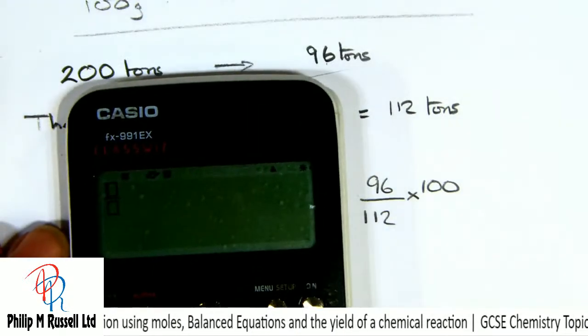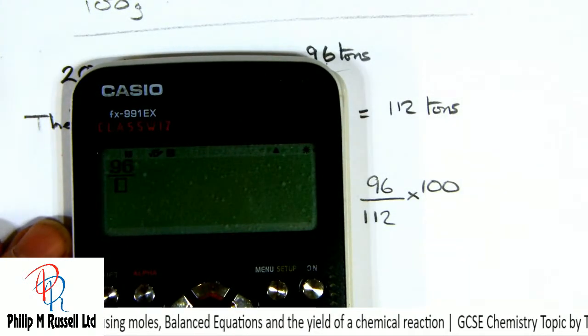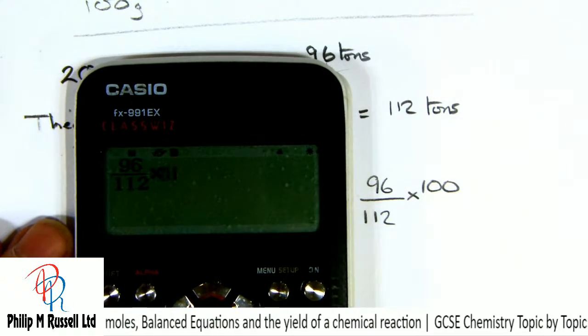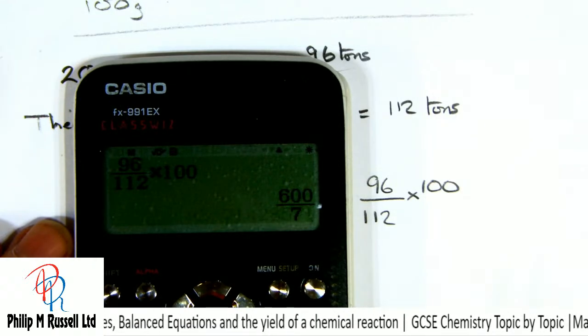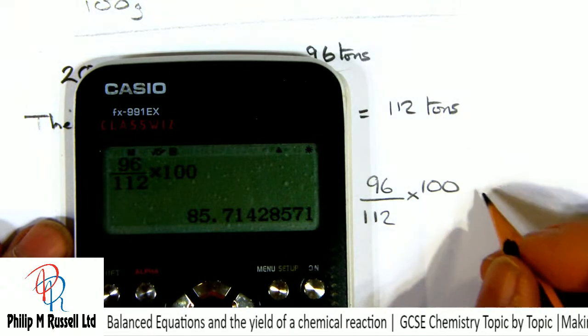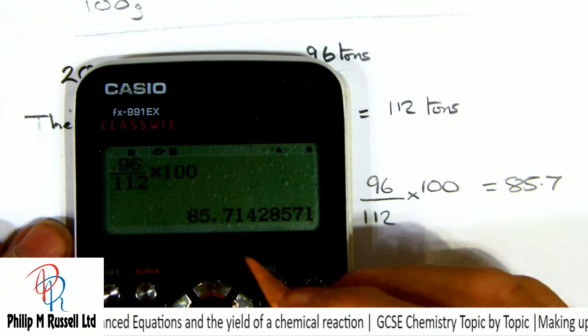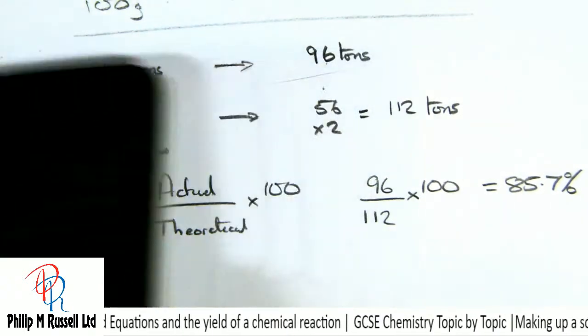Let's bring my calculator down. I'm going to do 96 over 112, and I'm going to multiply that by 100. And that gives me 85.71, we'll round it, 85.7%.